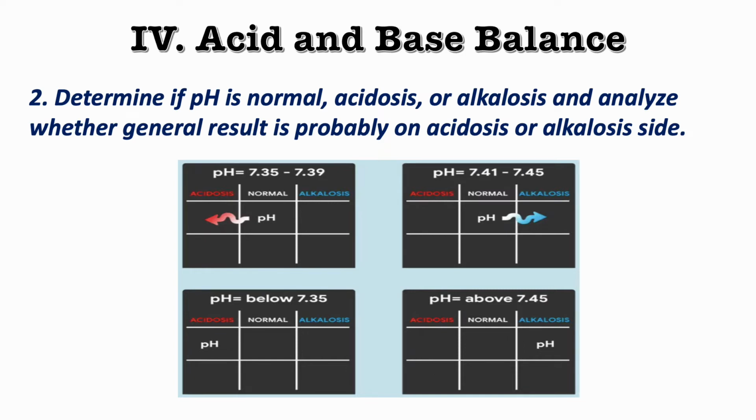Let's now go to the next two tables below. Lower left table, any blood pH below 7.35 is acidosis. And the lower right table, any pH above 7.45 is alkalosis.